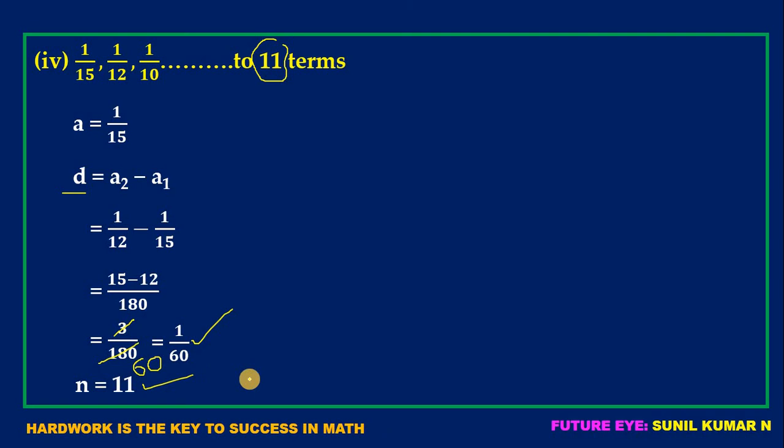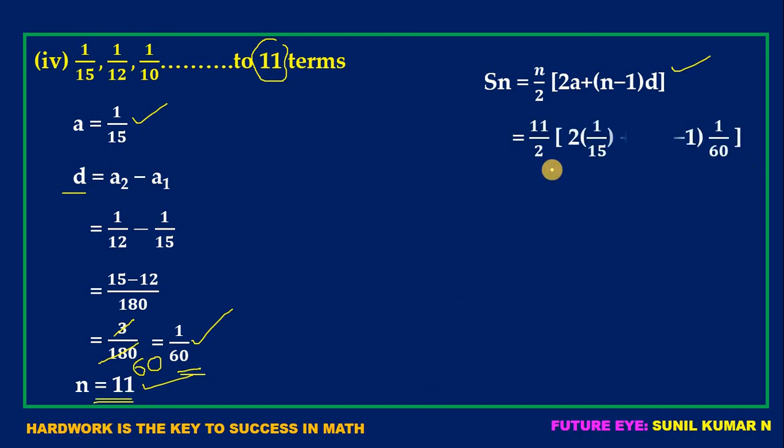Next you consider the sum finding formula, children. That is Sn is equal to n by 2 into 2a plus n minus 1 into D. Now substitute all the values. Whatever values you know, substitute them. So the a value is this, substitute it in that, and the D value we have is 1 by 60, substitute this, and the n value we have is 11. See, the n value is 11 and the a value is 1 by 15, take it in a bracket, and n value again 11 and D value 1 by 60. If you want, you can also write 1 by 60 in a bracket, not a problem.